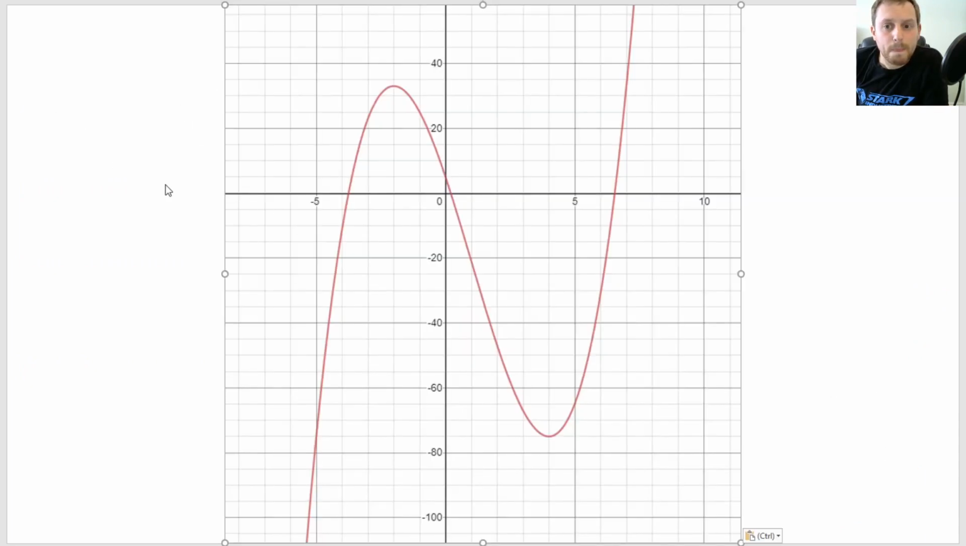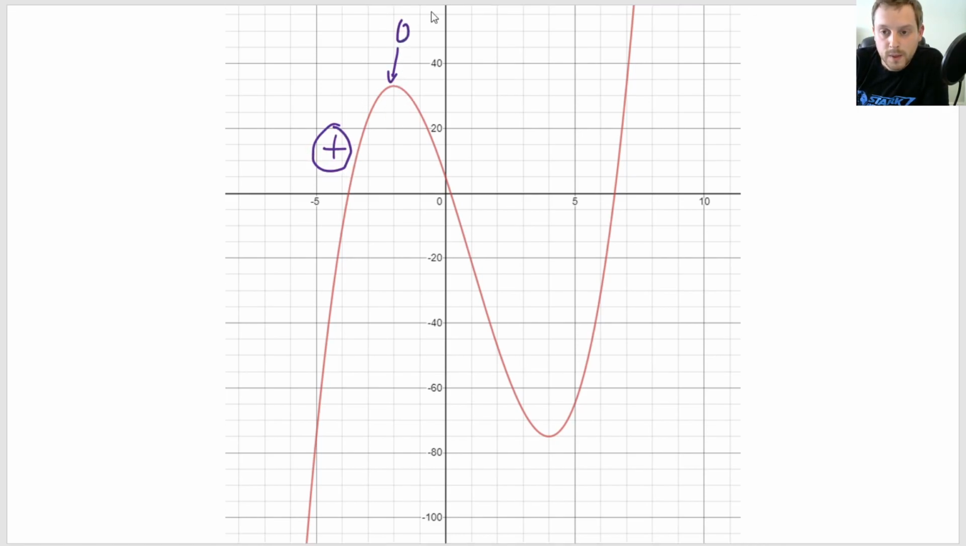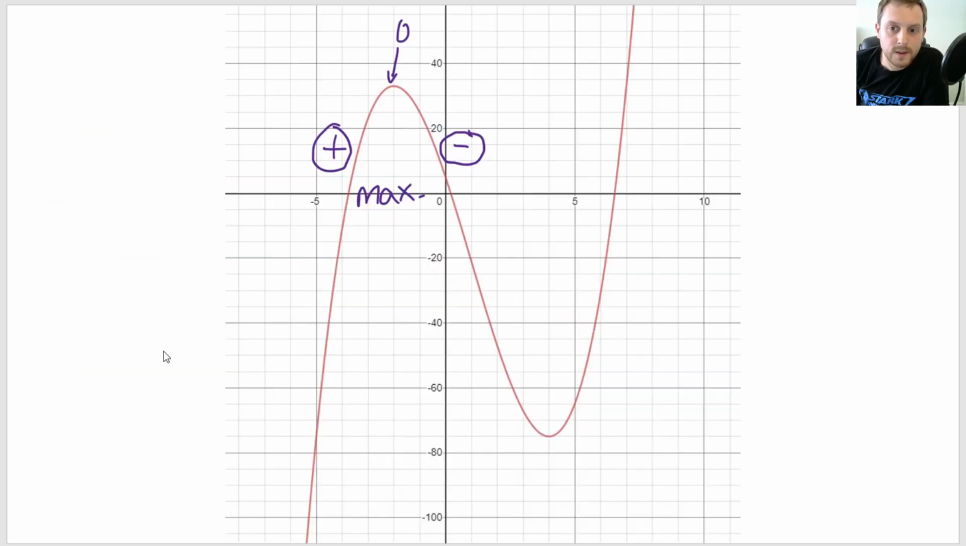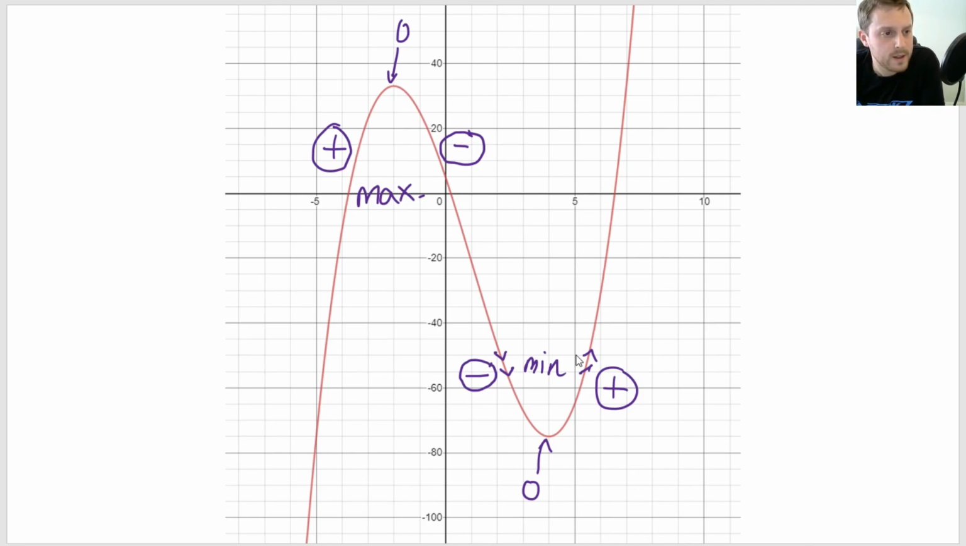So here we have a positive gradient on this side. Here it is exactly 0. And then we have a negative gradient on this side. So if it goes from positive to negative, it's a maximum. And down here, well, it's certainly a negative gradient because you're tumbling downhill. Right at the bottom, you've got a 0 gradient, and then it switches around and becomes positive again. And so if that happens, it's a minimum. So you've got maximums and you've got minimums, or maxima and minima.